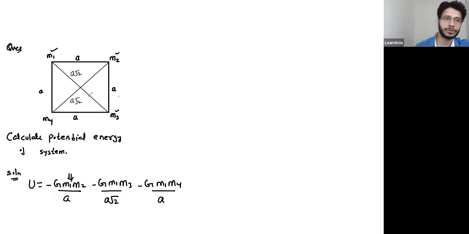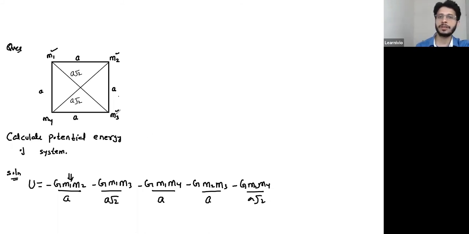It's one interaction. Then we can take the interaction of M2 with respect to M3. So this is minus G M2 M3 over. Next is M2 with M4. We have not yet considered this interaction, M2 with M4. Minus G M2 M4 by AB.